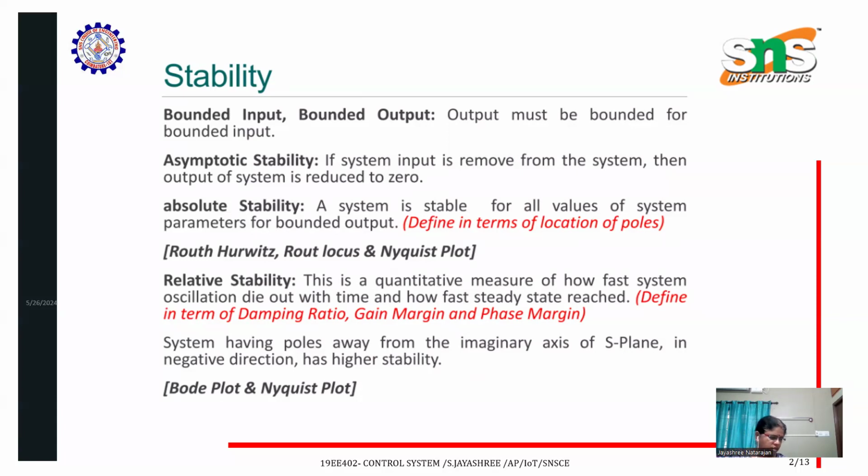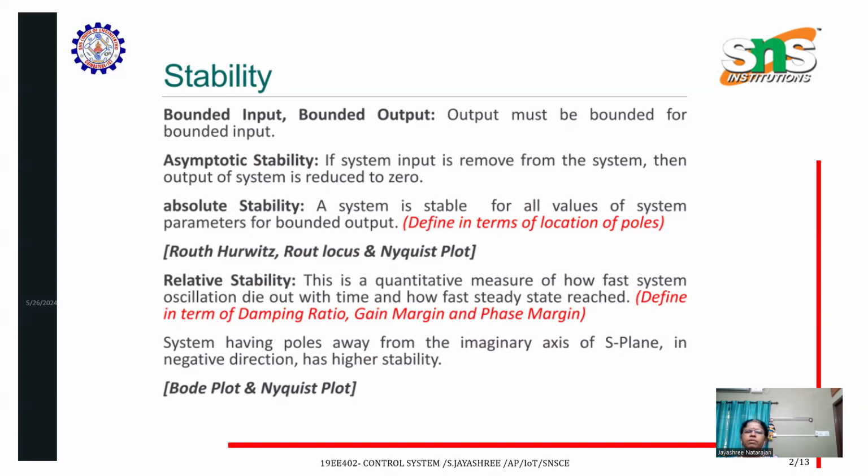Next one is absolute stability. A system is stable for all values of the system parameters for bounded output. So for bounded input, the system should be stable. This is absolute stability. Based on the location of poles, the stability is determined. These can be calculated using the Routh-Hurwitz criterion, root locus, and Nyquist plot.